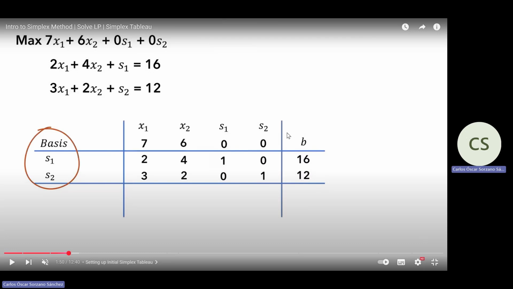And actually, this is an equation system. So 2, 4, 1, 0 times 0, 0 for x1 and x2, and 16, 12 for s1 and s2. If you substitute 0, 0, 16, and 12, then that is 16. And if you substitute here 0, 0, 16, and 12, this is equal to 12. So this is just writing the equation system in an organized way. Then we write the coefficients associated to the basis, they are 0, 0. Very good.